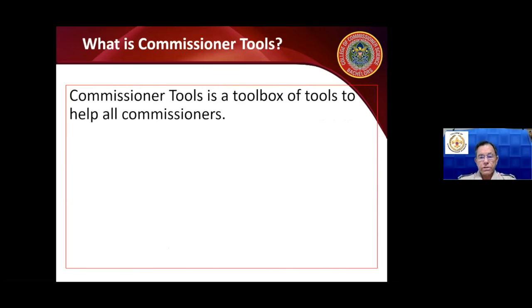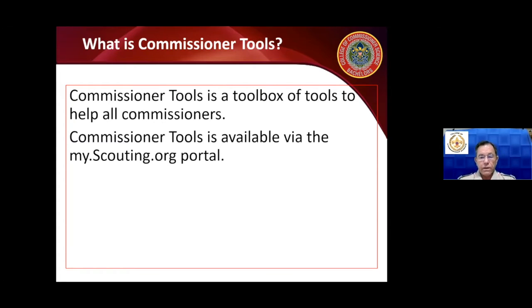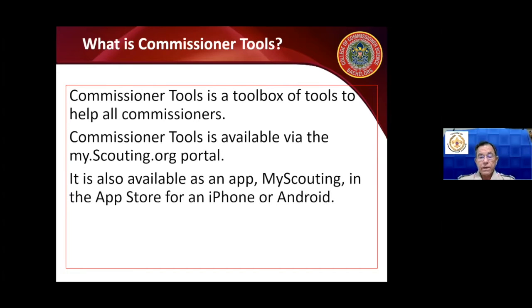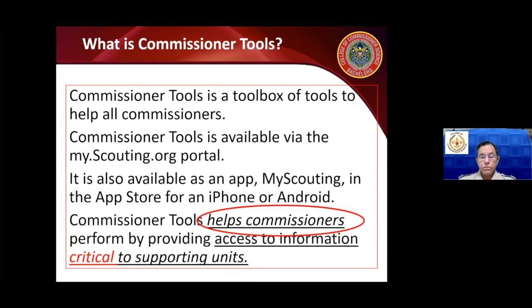So Commissioner tools is a toolbox of tools to help all commissioners, as you heard from Annalise this morning. It's available via the portal, my.scouting.org, or you can get it from My Scouting in the App Store and download it and have it on your phone. So Commissioner Tools really is a tool to help commissioners. That's really why they call it what they did. It's to help them perform by providing access to information that's critical to support scouting units.